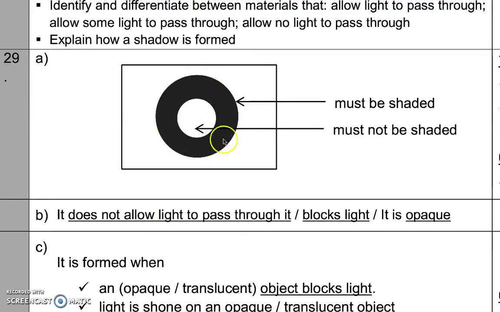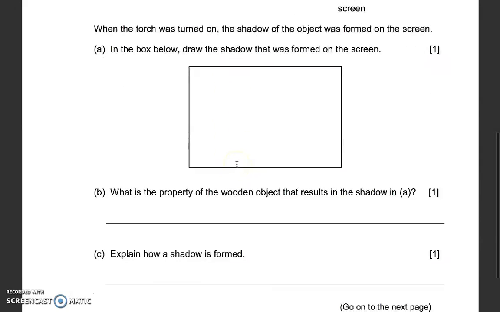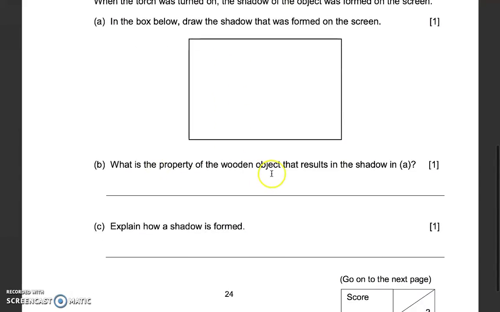You do not have to color it like this in the diagram. Just drawing the lines to shade it will be sufficient. Alright, let's move on to part B. So part B, what is the property of the wooden object that results in the shadow? So you're looking for the properties. Can we all highlight this?